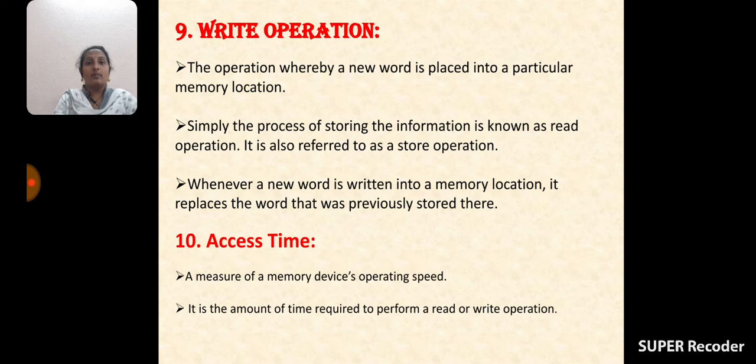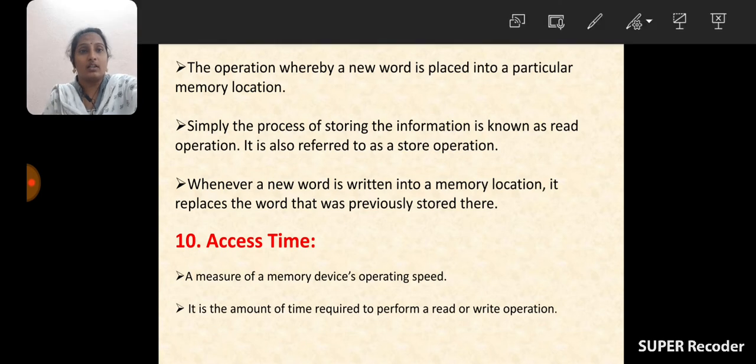In write operation, a new word is placed into a particular memory. Simply, the process of storing the information is known as write operation. The process of storing information, entering information, is called what? Write operation. Is it clear? Retrieving is called read operation. Entering the data into the memory is called write operation. See here, storing the information.